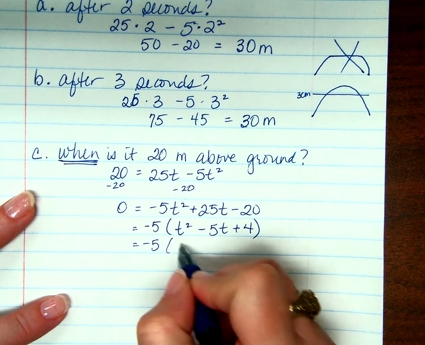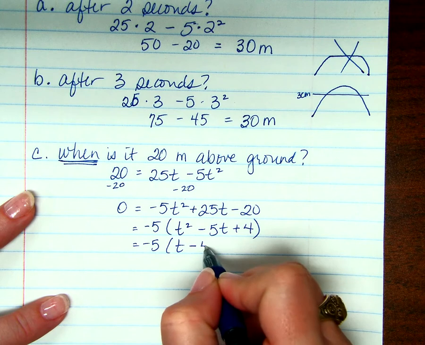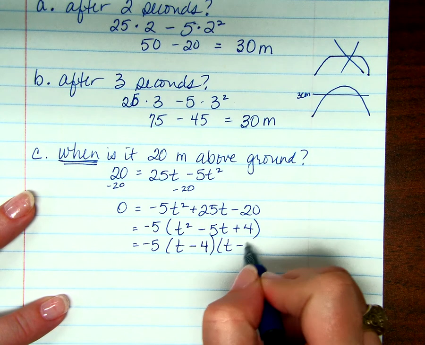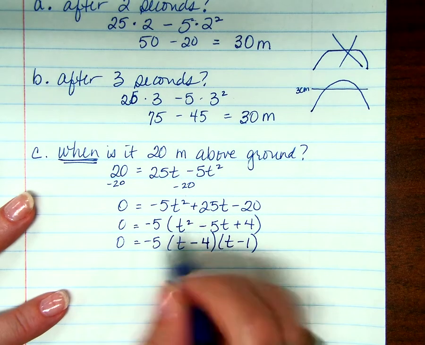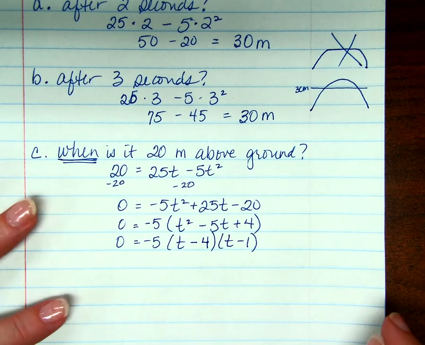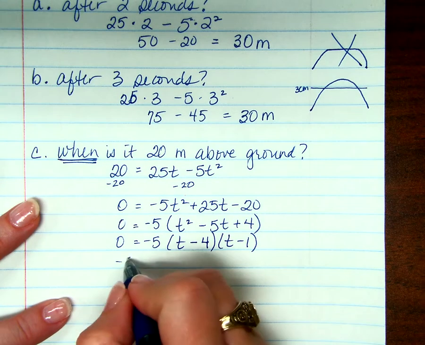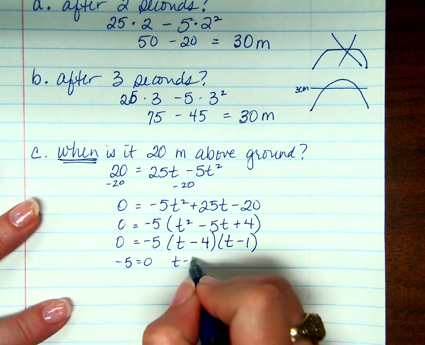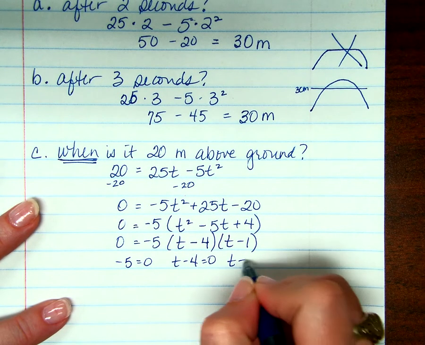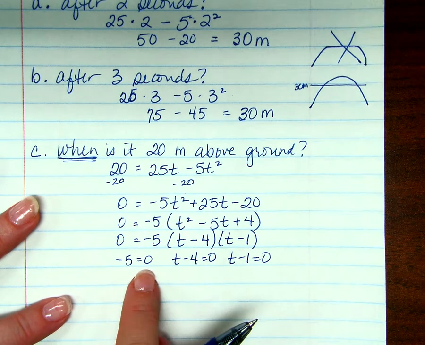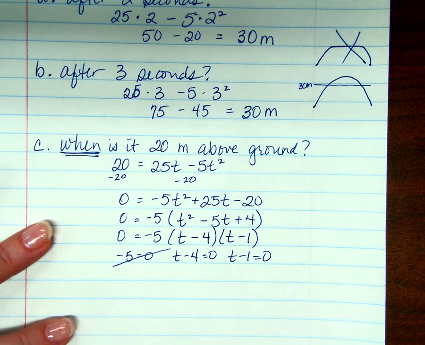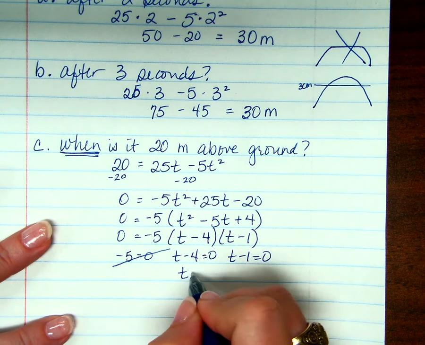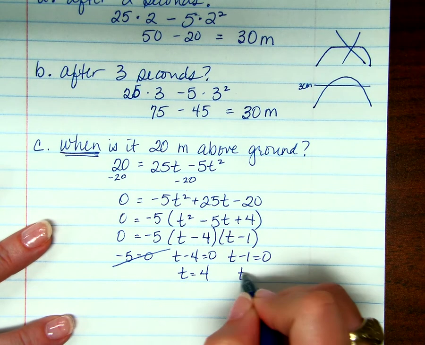Negative 5, t minus 4, and t minus 1. If all these multiplied equals 0, don't I have to set them all equal to 0? Negative 5 equals 0, t minus 4 equals 0, t minus 1 equals 0. Does negative 5 equal 0? Whatever equals 0. Oh, so we just ignore that one. t equals 4, t equals 1.